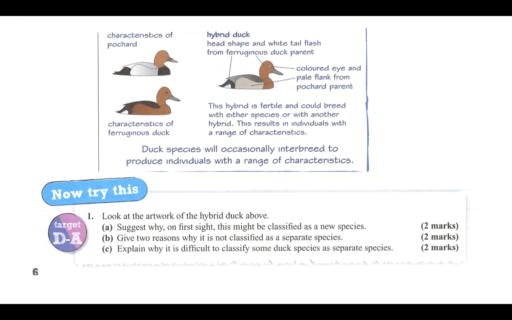So which species does it classify as? The final question says, explain why it is difficult to classify some duck species as separate species. Now, firstly, it's this big sentence at the bottom. It's because they can interbreed with other ducks. So, at what point do they become a different species? And also, there is a range of individuals with different characteristics between the species. So, there's lots of organisms, much like dogs, that have very different characteristics, but are actually classified as the same species.